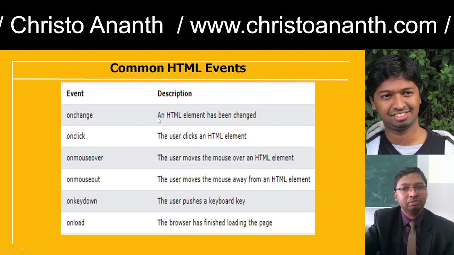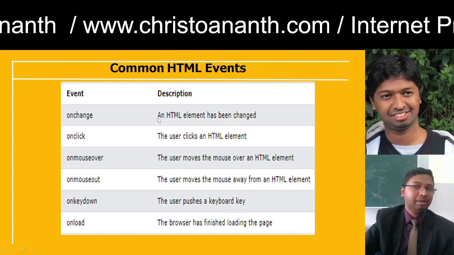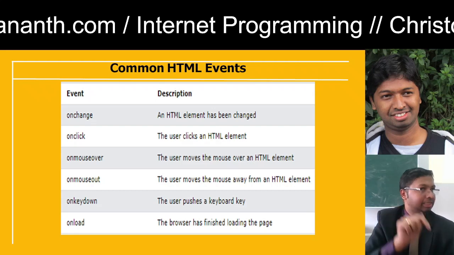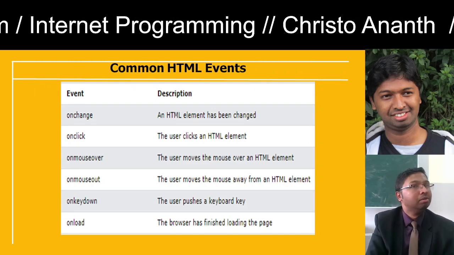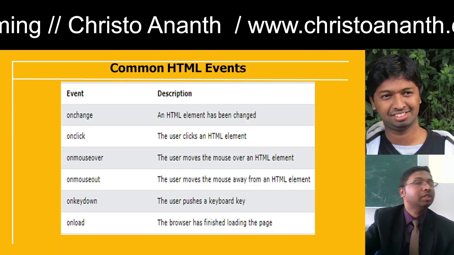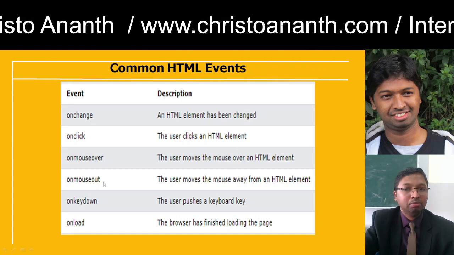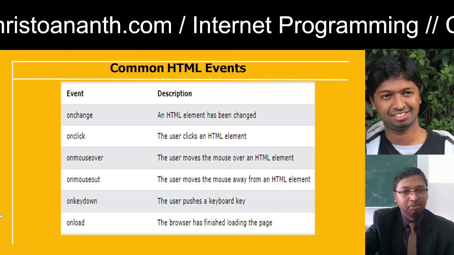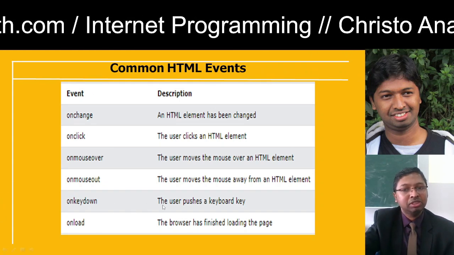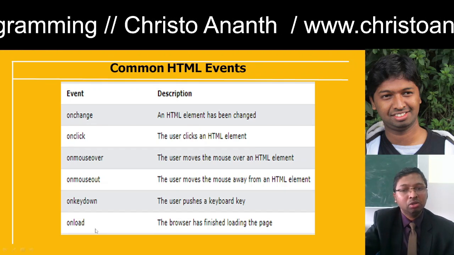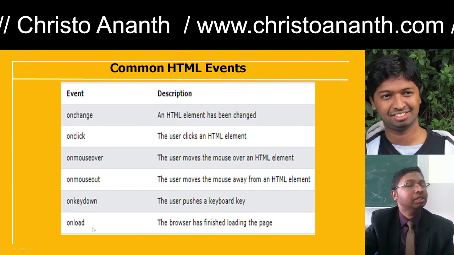You'll have onchange, which means that the HTML element has been changed. Onclick, which means that the user clicks the HTML element. Onmouseover, which means that the user moves the mouse over the HTML element, and then onmouseout, the user moves the mouse away from the HTML element. Onkeydown, which means that the user pushes a keyboard key. And then onload, the browser has finished loading the page.